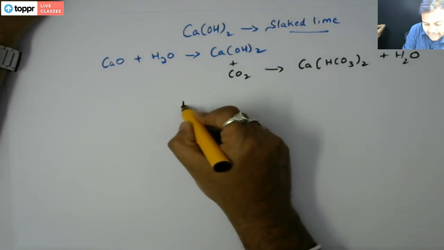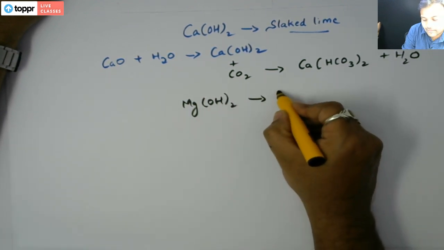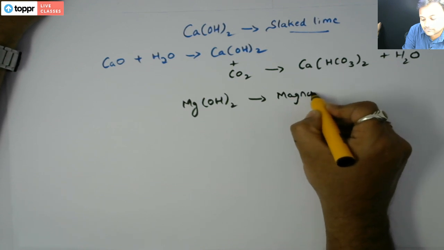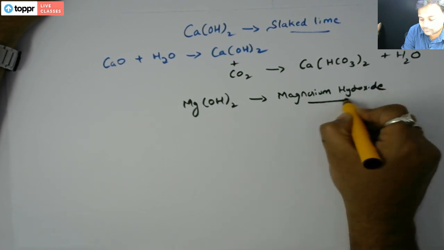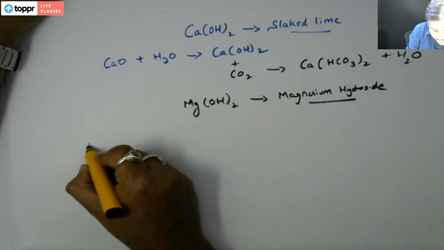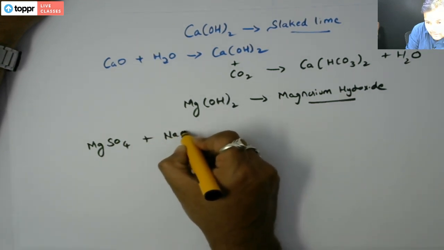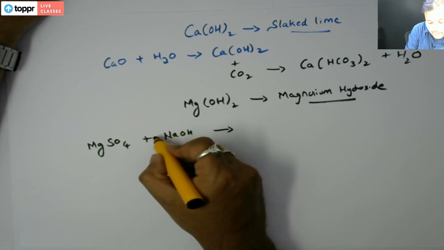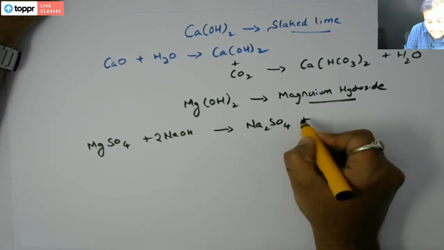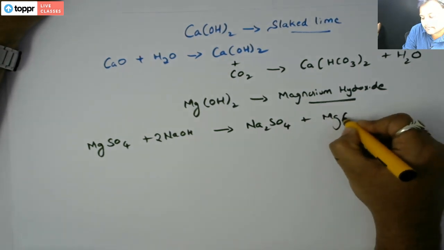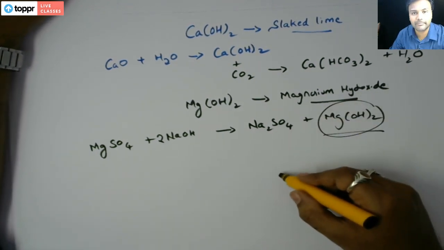If you look at magnesium hydroxide, for its preparation, magnesium sulfate, when treated with sodium hydroxide, forms sodium sulfate plus magnesium hydroxide. So this is the main preparation of magnesium hydroxide.